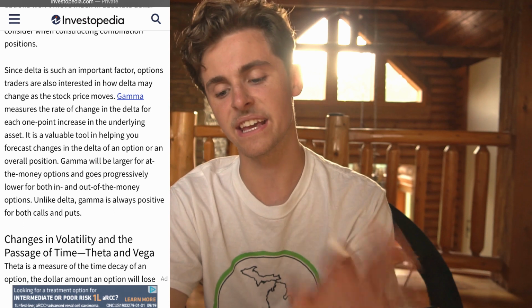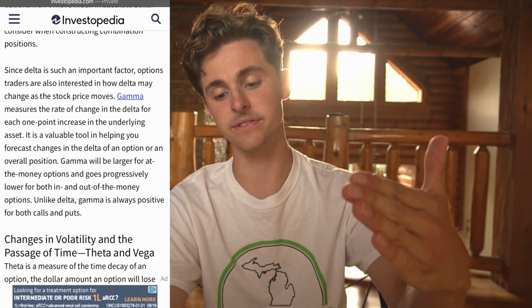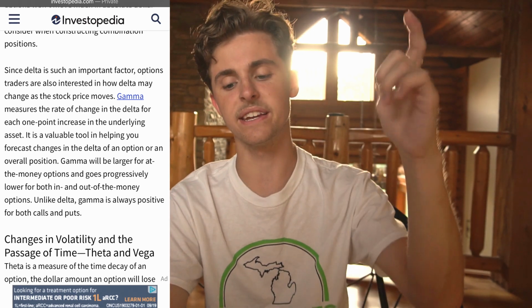Options traders are also interested in how the delta may change with the stock price. Gamma measures the rate of change in the delta for each 1 point increase in the underlying asset. It is a valuable tool in helping you forecast changes in the delta of an option or an overall position. Gamma will be larger at the money and goes progressively lower for both in and out of the money.